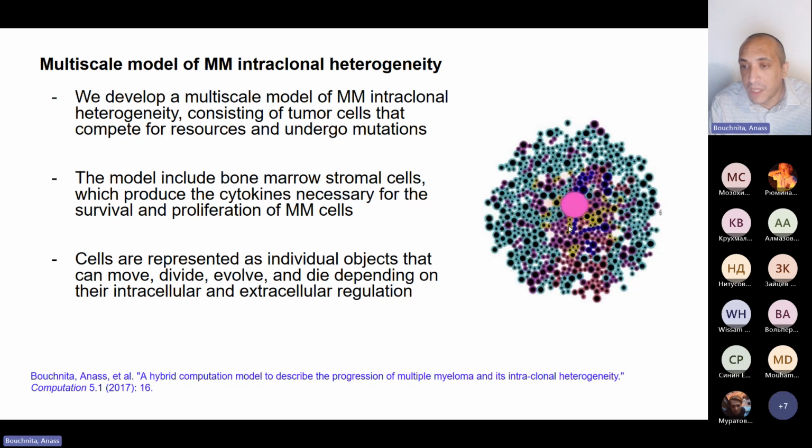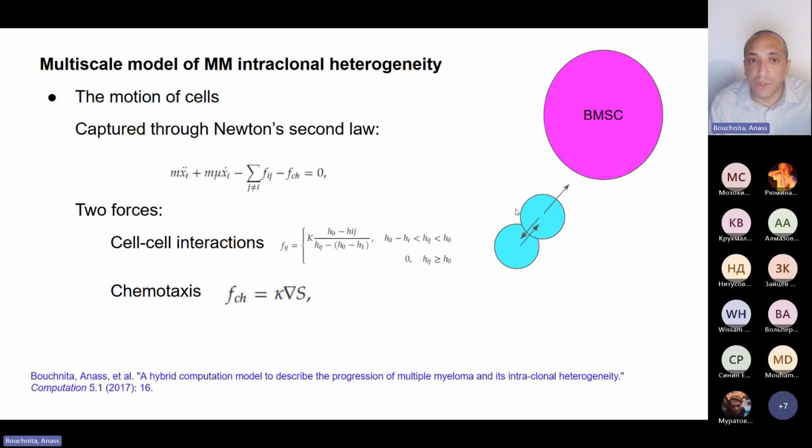So the blue cells belong to clone 1. The yellow cells belong to clone 1. The blue cells belong to clone 3, I think. And the purple cells belong to clone 2, and the cyan cells belong to clone 4.